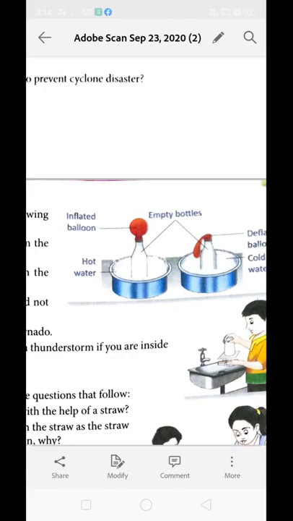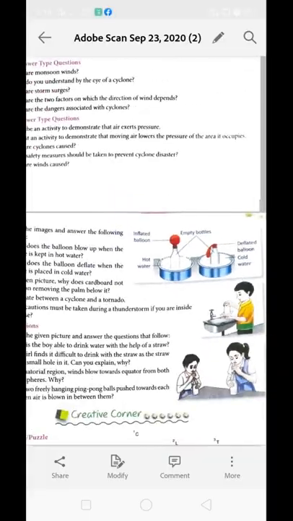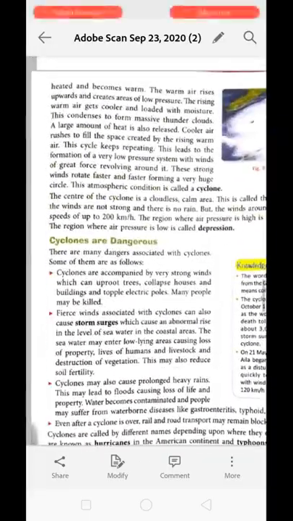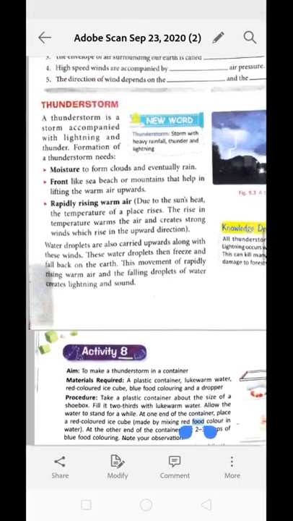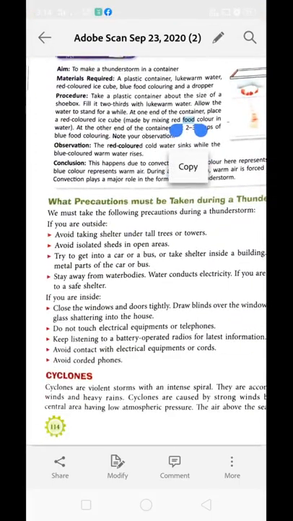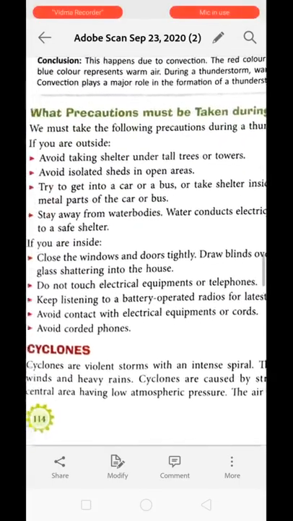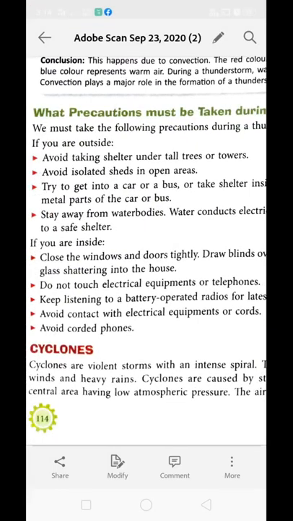Clear? Next, what precaution must be taken during a thunderstorm if you are inside your house? For that you will write all the points mentioned over here. Okay, if you are inside your house. Understood? Inside, if you are inside, close the window, do not touch electrical equipment, keep listening to the battery operated radio, avoid any contact with electrical instruments, avoid corded phone.